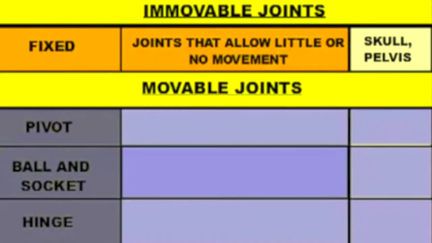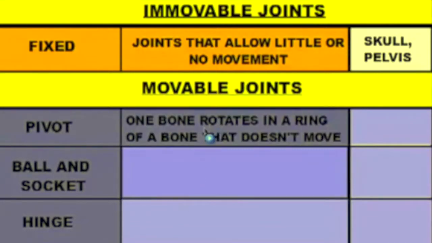So we're going to move on to the movable joints. Now, movable joints are joints that allow movement throughout the body. So these joints allow us to carry out all different types of motions that we need throughout our everyday lives. So the first joint we're going to talk about is called a pivot joint. A pivot joint is one bone that rotates in a ring of another bone that doesn't move.